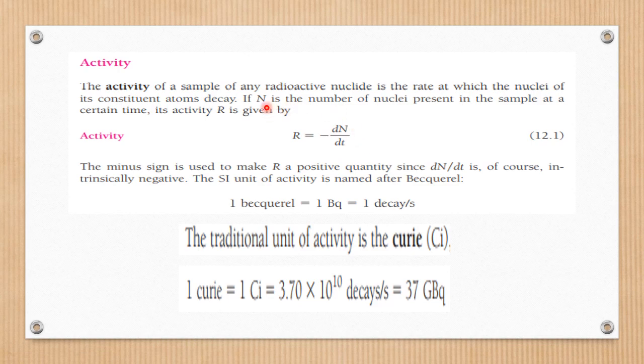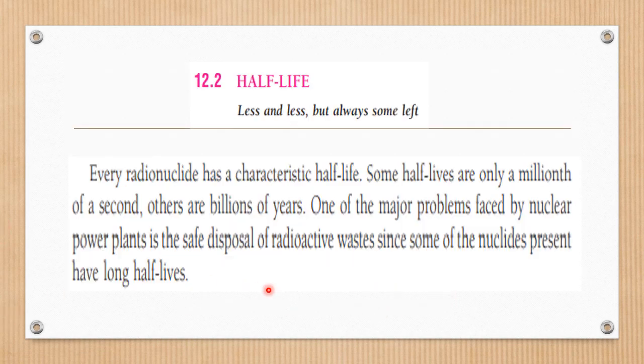What is N? N is the number of nuclei, and dt is the time during which the change occurs. The minus sign is used to make R a positive quantity, since dN by dt is of course negative. Now the SI unit of activity is the becquerel. 1 becquerel equals 1 Bq, which is 1 decay per second. The traditional unit of activity was the curie. 1 Ci is equal to 3.70 times 10 raised to 10 decays per second, or 37 gigabecquerel.